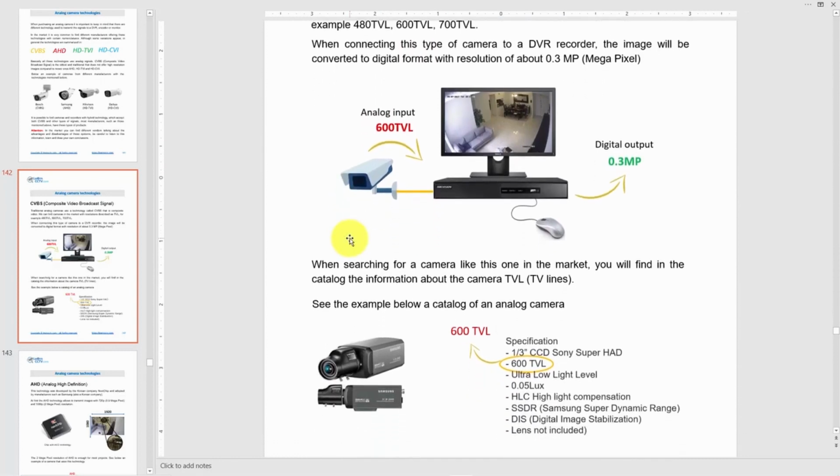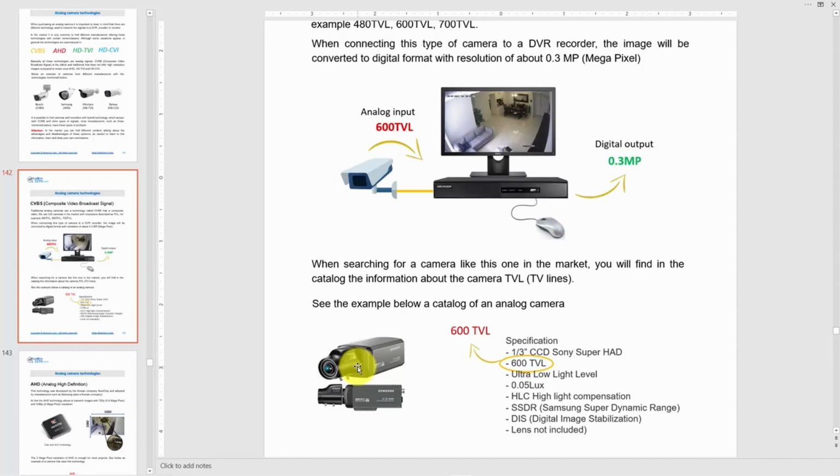So here you see an example of an analog camera. This is a Samsung camera. As you can see here, 600 TV lines, 1/3 inch CCD Sony Super HD sensor. And that's a warning here, guys. I'm talking about resolution, right? But let me talk a little bit about the sensor. As you can see here, 1/3 inch CCD Sony, but it's not a Sony camera. In this case, it's a Samsung camera that's just using the Sony chip to capture the light and convert to images, right? The rest of the camera is all Samsung, okay?